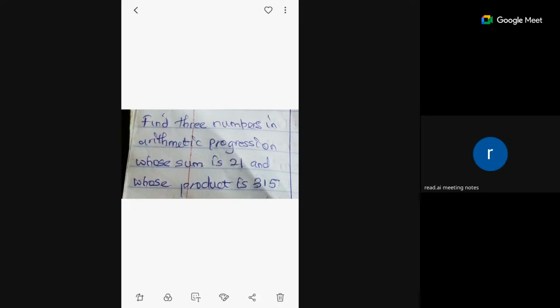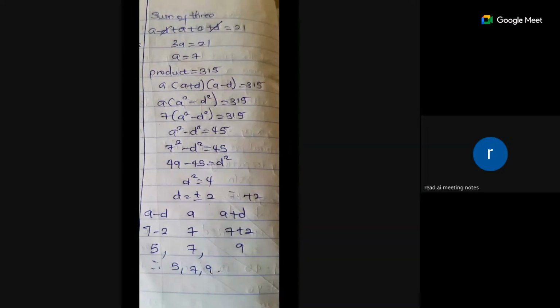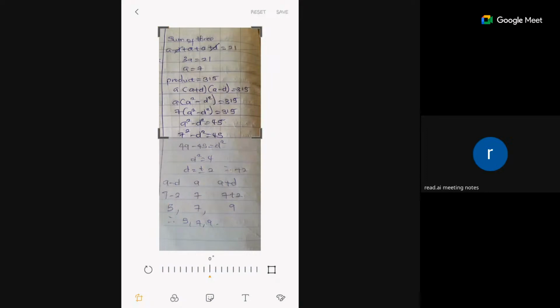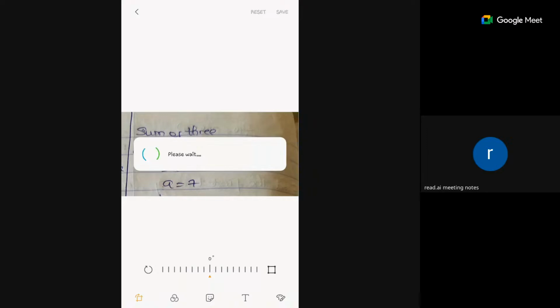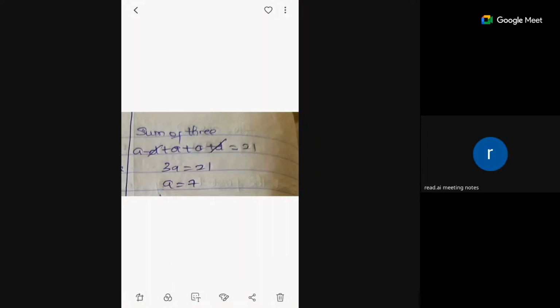So let me first solve for the sum of it. To get the sum of these three, I'm going to add them together. That means A minus D plus A plus A plus D. Don't forget that A minus D is the first term, A is the second term, then A plus D is the third term. Everything added together is equal to 21. Minus D and D will cancel out. So I'm going to have A plus A plus A, which is 3A, equals 21. So divide both sides by 3. I'm going to have 7.